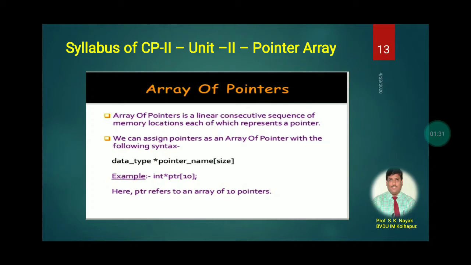So ptr refers to an array of 10 pointers. Ten pointers means we have 10 elements, and each pointer will indicate each and every element of the array. That's the discussion: how to assign pointers to a particular array.